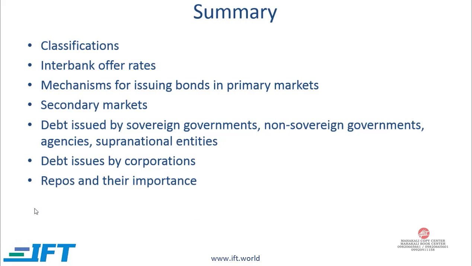Let us now summarize the main points from this reading. You need to understand the different classifications of fixed income securities. Securities can be classified based on issuer. So there we can have government bonds, we can have corporate bonds, and so on. We can also have classifications based on credit quality, maturity, and geography. So there are several different ways of classifying fixed income securities.